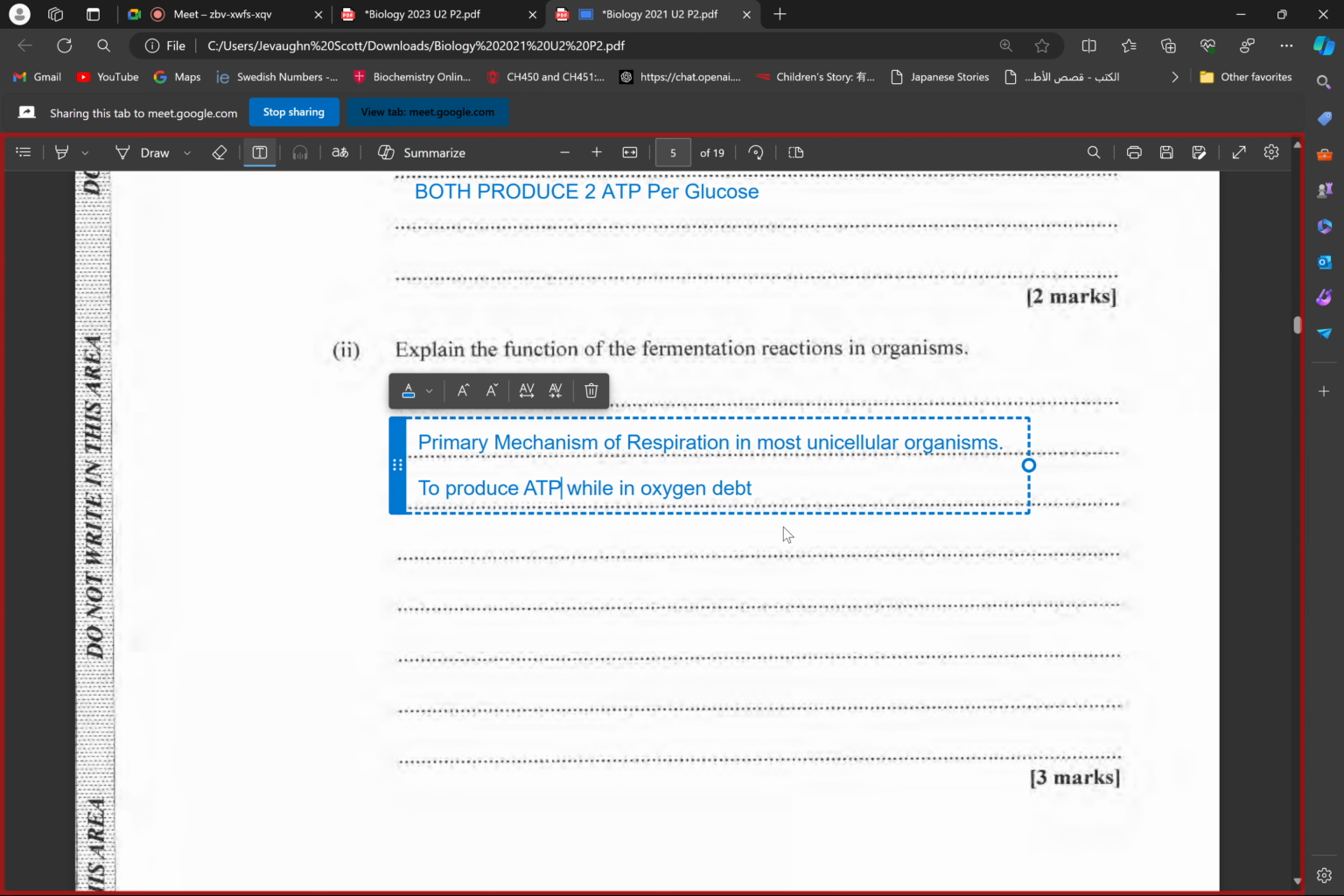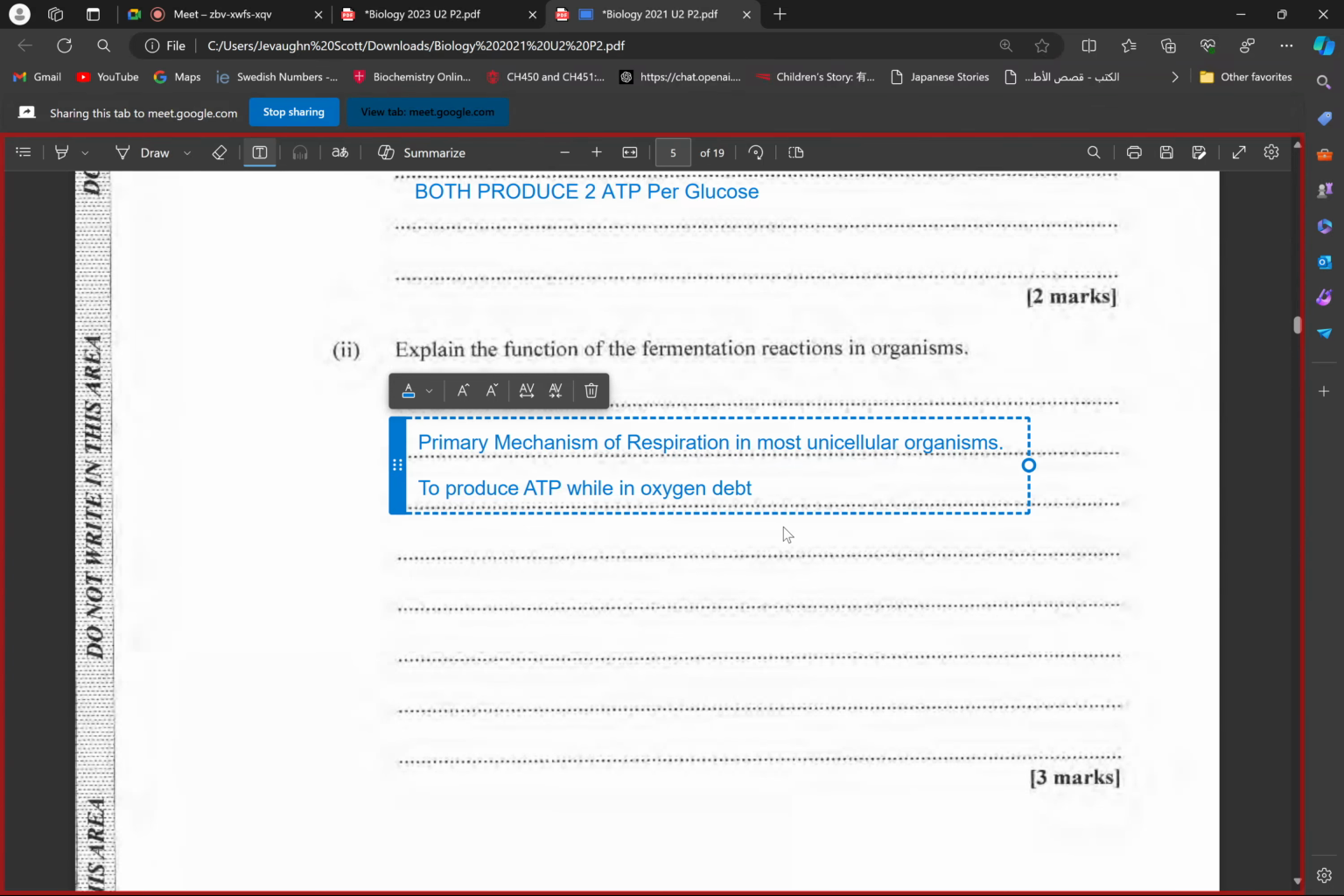Wait, is it acetaldehyde? And then ethanol, right? Well, in plants and yeast, I mean. But the main process of fermentation is to continue to produce some amount of energy through ATP until oxygen debt can be replenished, right?